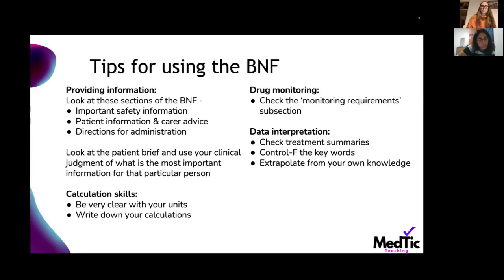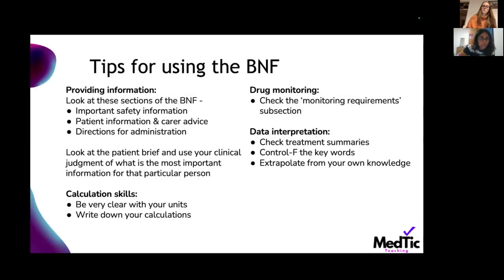And with the calculation skills, like Tess said earlier as well, be very careful with your units. I also wrote down every single step of my calculations. I think this is useful in case you've gone wrong somewhere. You can always see where exactly you've gone wrong and spend less time trying to correct that mistake. And with drug monitoring, which is self-explanatory, the most important section of the BNF will be the monitoring requirements subsection. And with data interpretation, the treatment summaries might come in useful. Like I mentioned, the warfarin section is under oral anticoagulation.